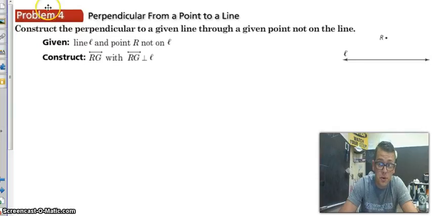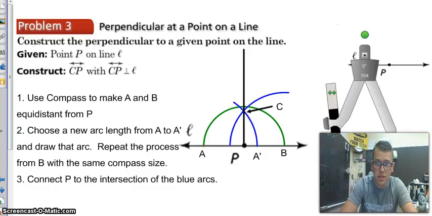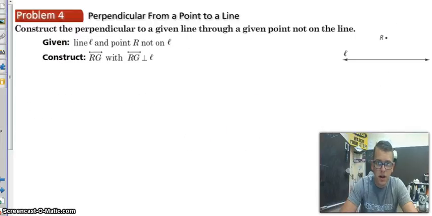Alright, so in problem 4 we have line L given to us and point R given to us, and we're being asked to construct a line through R that is perpendicular to L. Similar to when we did the point on the line, now we have the point off of the line that we have to work with, and we can use a very similar process.